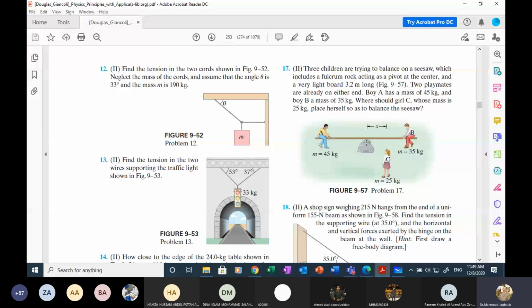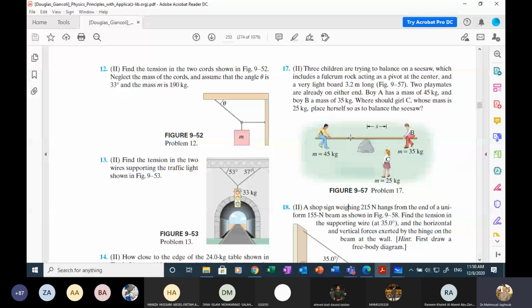And he says that this stone acts as a fulcrum. Fulcrum, you can call it a pivot, whichever you have. A fulcrum rock acting as pivot at the center. He tells me that it is placed at the center here. So to the left is half the length, which is 1.6 meters. And to the right, up to this point, it's half the length, which is also 1.6 meters. Now, can this beam, as drawn here, be in static equilibrium?